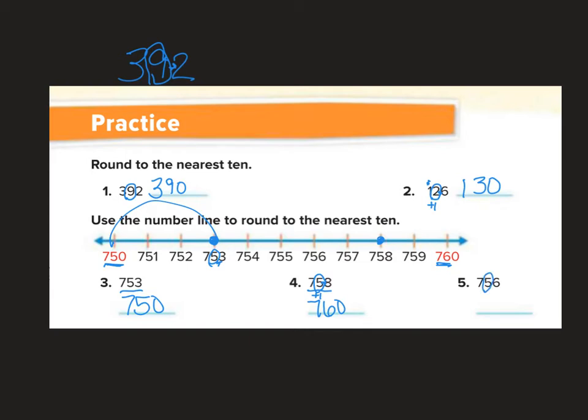Here, 756. Okay, so the 6 is 5 or more, so I'm going to add 1 and round to 760. So if I look at 756, that one rounded up, and so did this one. It's closer than going all the way down here to 750.